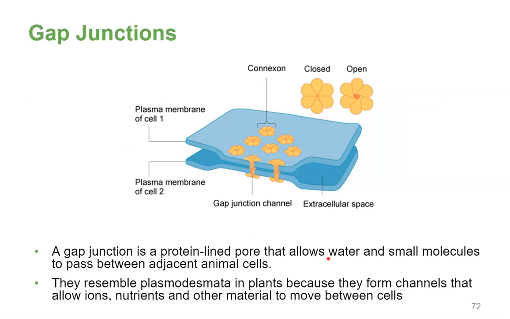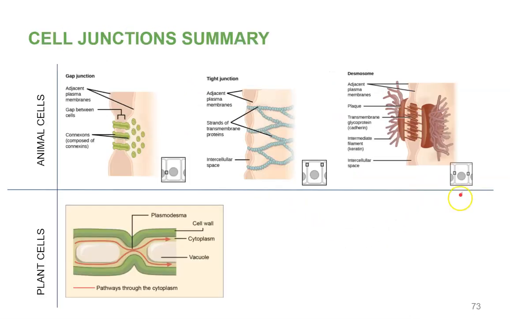The last junction found in animal cells is a gap junction. This one is like a plasmodesmata. It provides some communication between adjacent cells. So there's a little channel here so that material in one cell can exit and enter another cell. So there's a nice summary page of the different types of junctions in animal and plant cells.